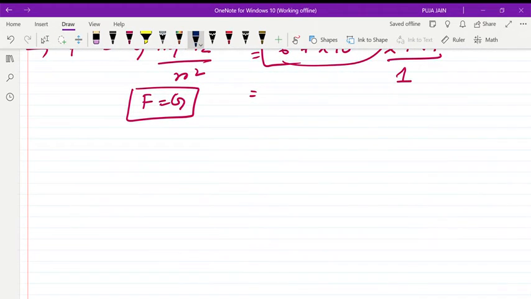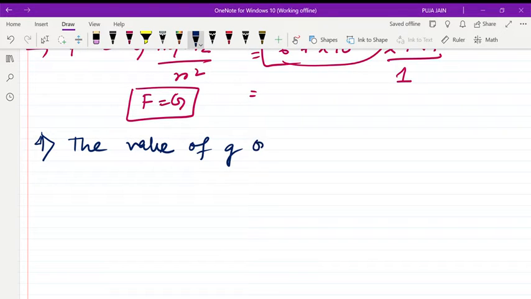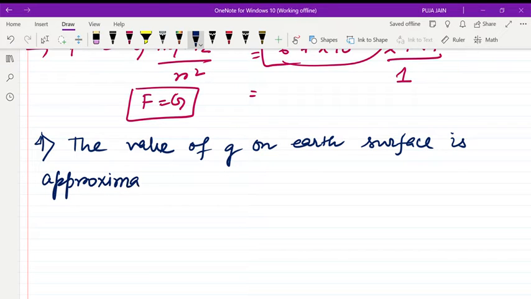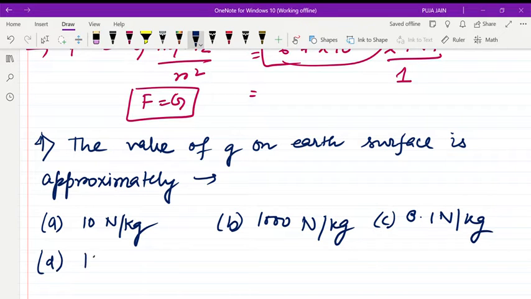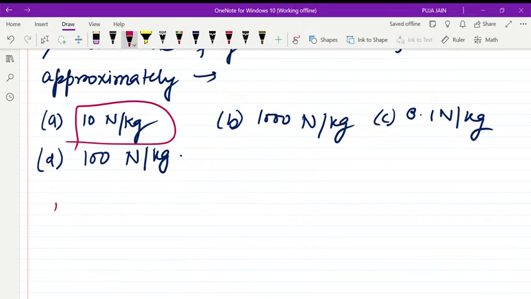Next question. The value of g on Earth's surface is approximately. This value we have calculated in our previous lecture, where I discussed the theory portion. Options: 10 Newton per kg, which you need to remember; 1000 Newton per kg; C is 0.1 Newton per kg; and D is 100 Newton per kg. So which option is correct? The g value is approximately 9.8 Newton per kg, so approximately I can say this is equal to 10.